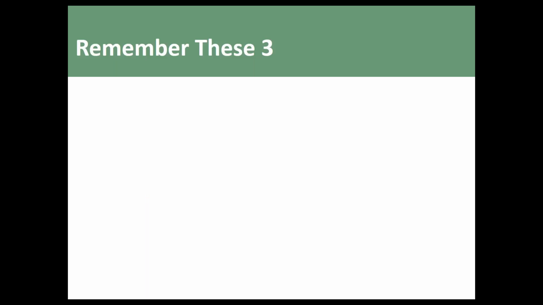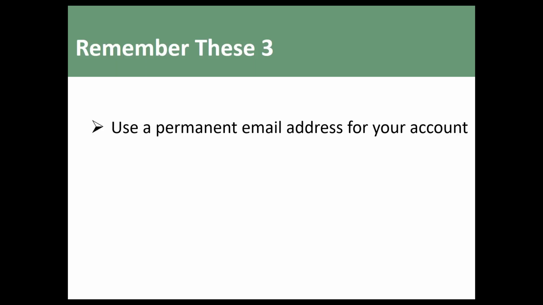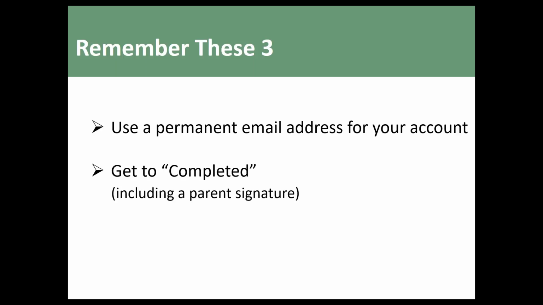We are going to cover a lot of material today. We don't expect you to remember all of it, but if you don't remember anything else, I encourage you to keep in mind these 3 key points. First of all, when you are creating an ORSAA account, use a permanent email address for the student and for the parent. Be sure to complete the entire application, get to completed, and that may include a parent signature. And if at any time a student, a parent, or someone at a high school or college or partner organization needs help, you can always reach out to OSAC for support.